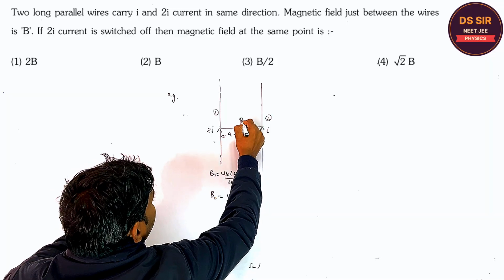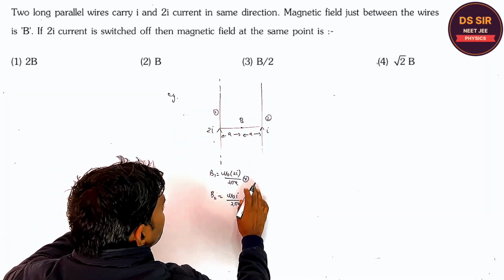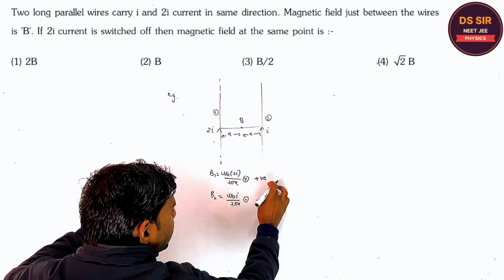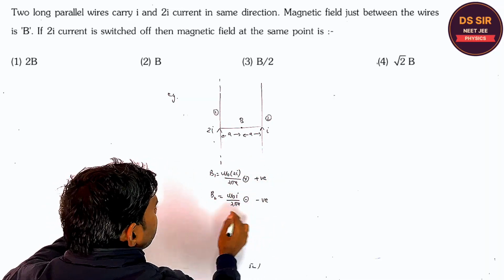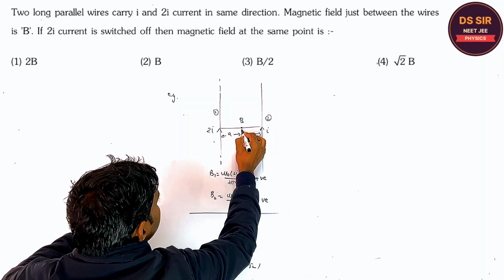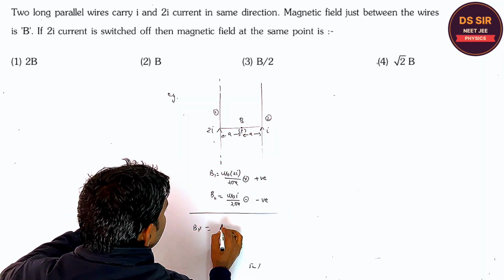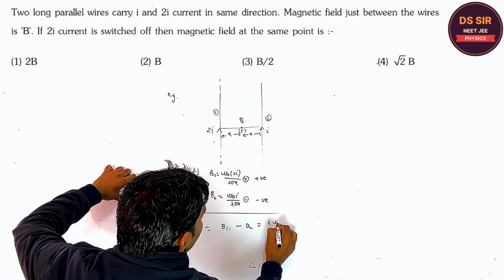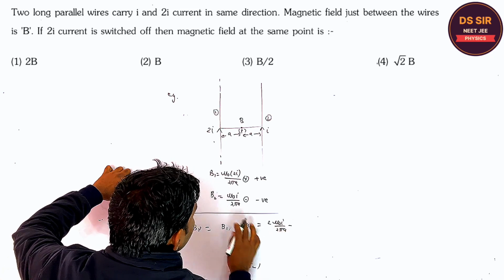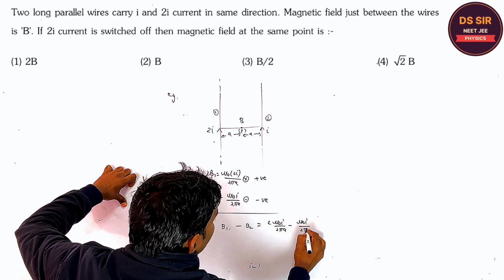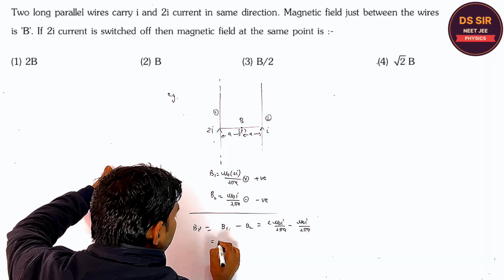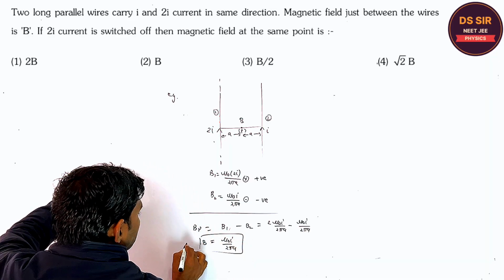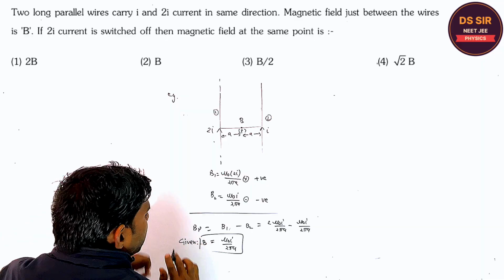So at this point, the magnetic field given in the question is B. If you consider into the board as positive, then out of the board will be negative, right? So at point P, the field is B1 minus B2. B1 is 2 mu naught I upon 2 pi a, minus mu naught I upon 2 pi a, so it is mu naught I upon 2 pi a. It is given in the question that this magnetic field is B. Are you getting or not?